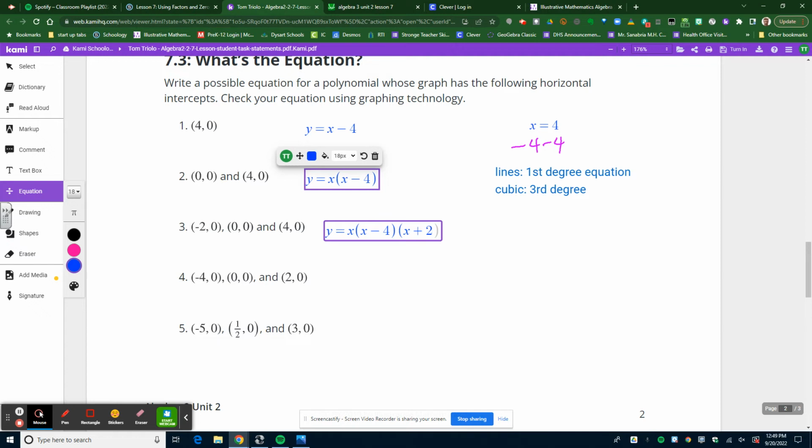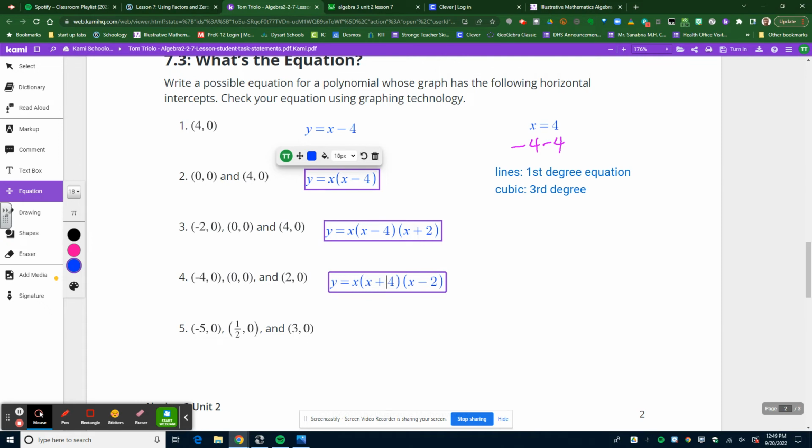This kind of looks like this, doesn't it? Except my intercepts are switched, so I can do a little control A, control C, control V, and just change my minus to a plus, my plus to a minus. Easy peasy. So far so good?